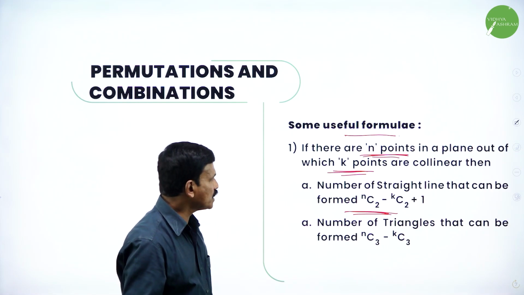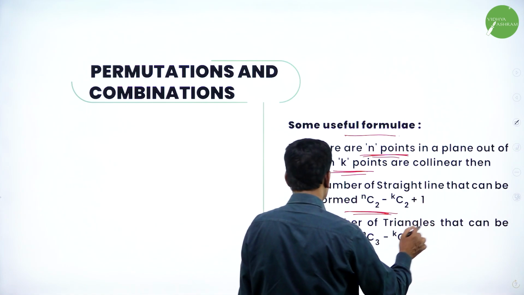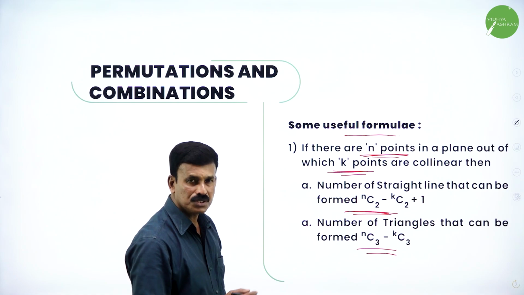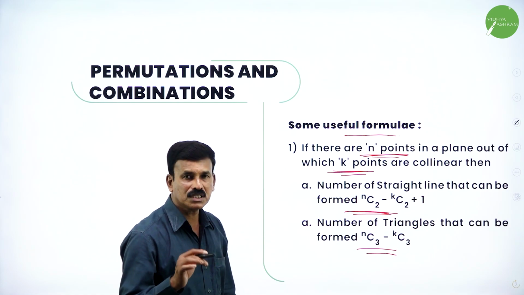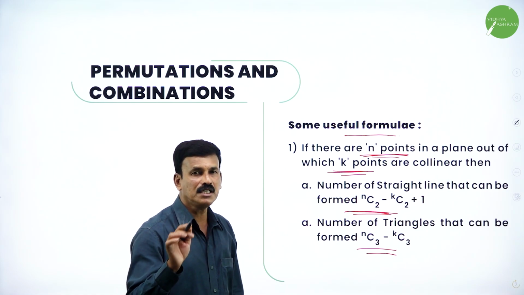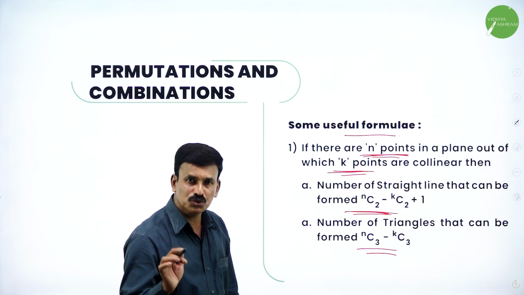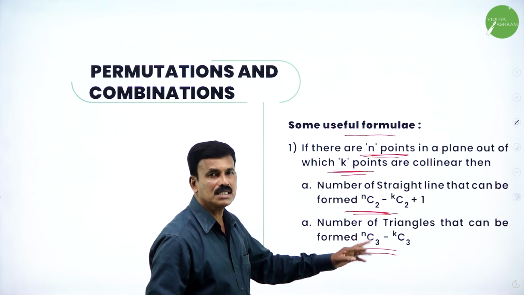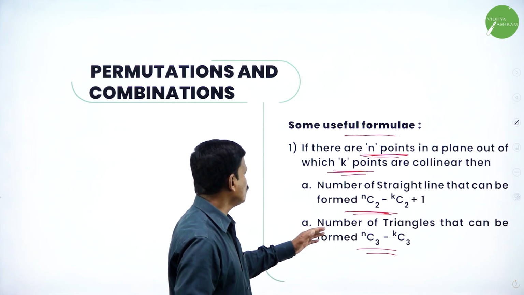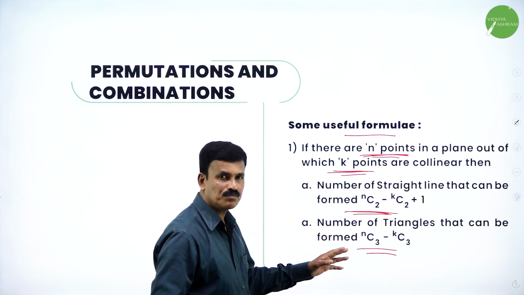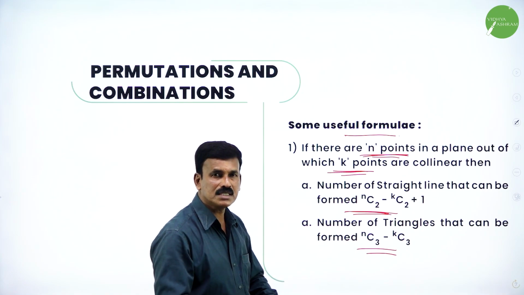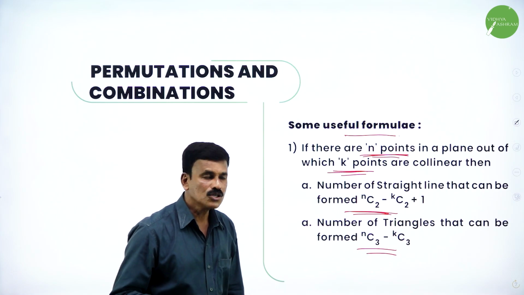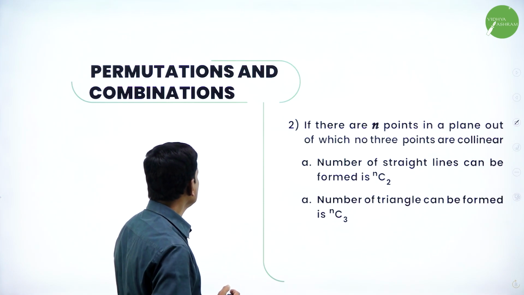Similarly, the number of triangles that can be formed is NC3 minus KC3, right? To form a triangle, there must be 3 points, A, B, C. For a line there are 2 points, therefore it is NC2 and KC2, whereas this is NC3 and KC3. So the number of triangles that can be formed is NC3 minus KC3. Now, let us move on to the next one.